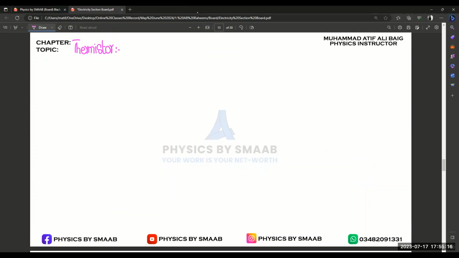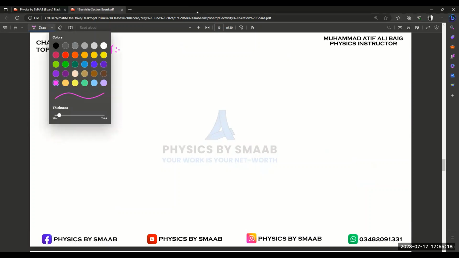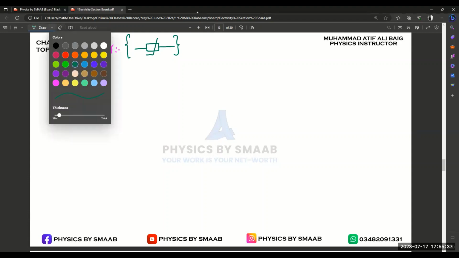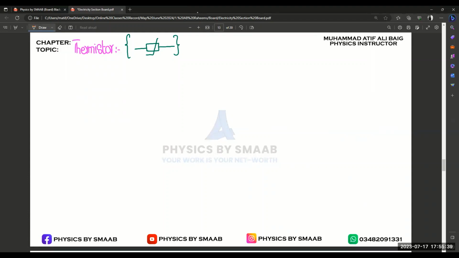Okay, and what will be the symbol? The symbol of a thermistor will be like a resistor, but with a line drawn through it like this. That is the symbol for a thermistor. And what is the full concept of the thermistor?